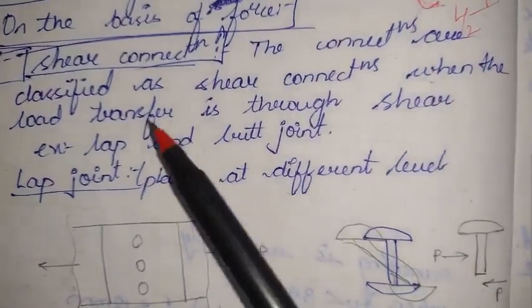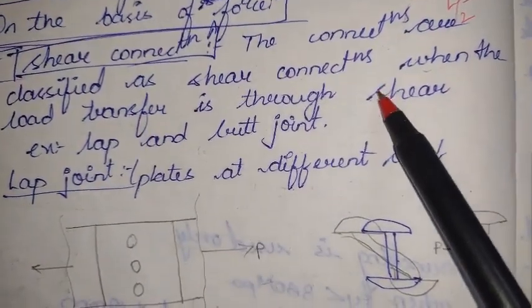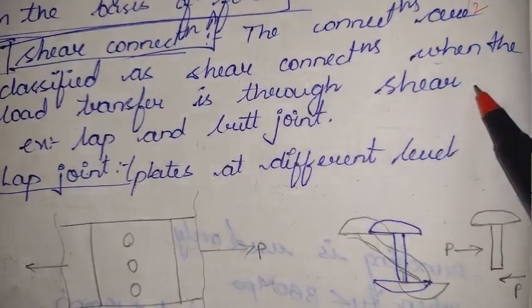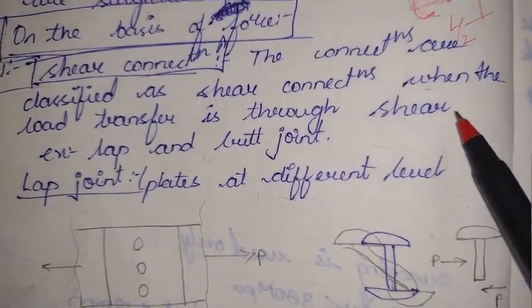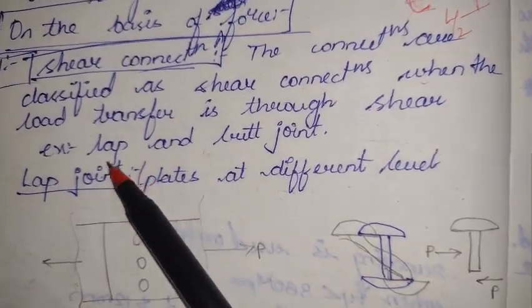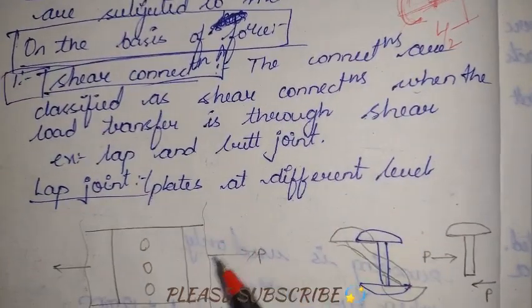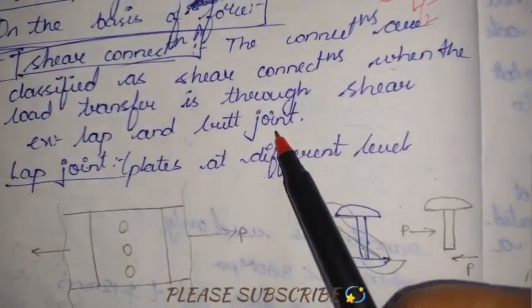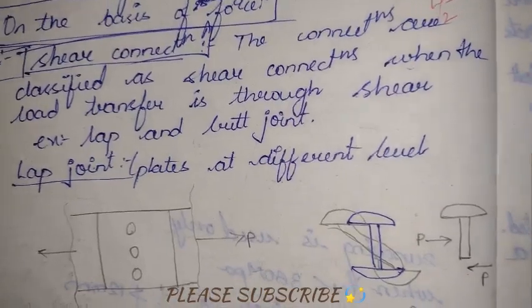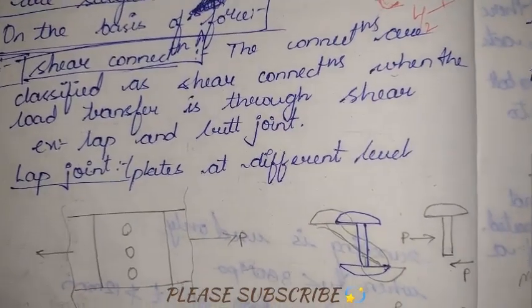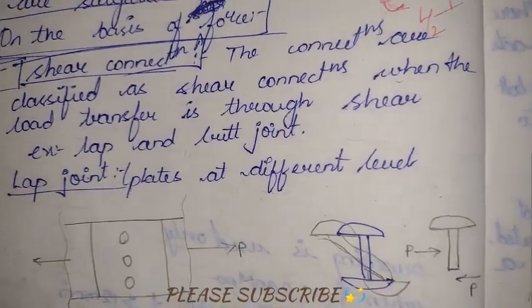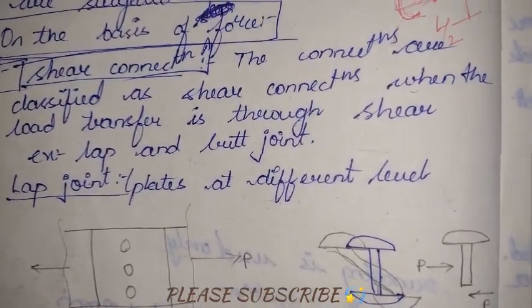The connections are classified as shear connections when the load transfer is through shear. So whenever the load transfer is through shear, we call it a shear connection. The best example is the lap and butt joint. So whenever I am talking about any classification, remember I am also mentioning the examples for each case. So in each case, examples are given.